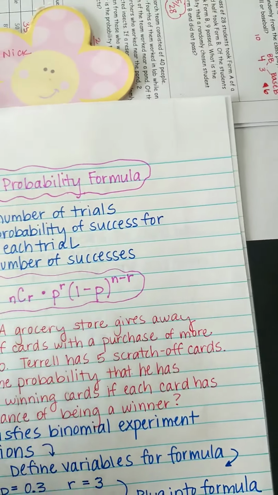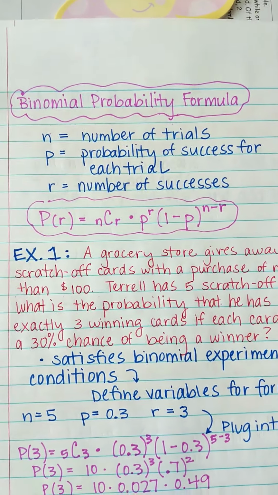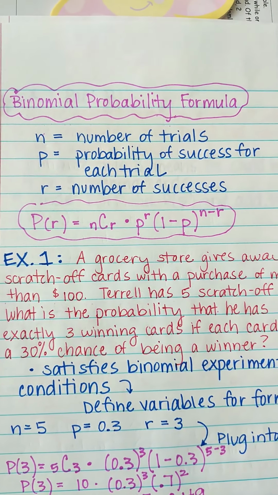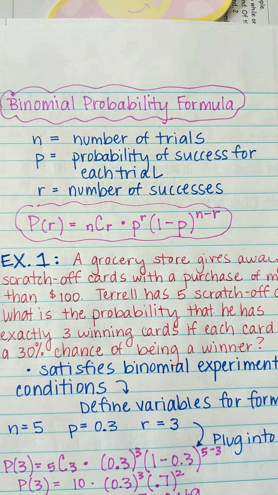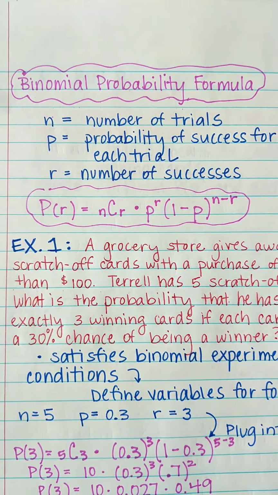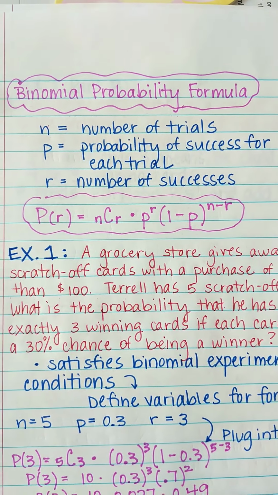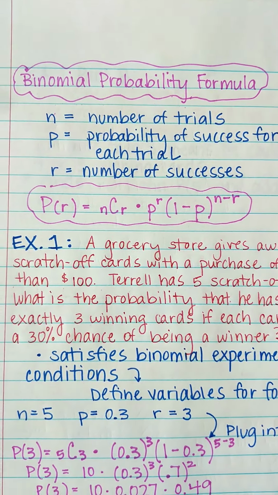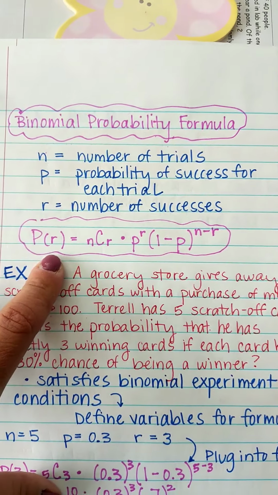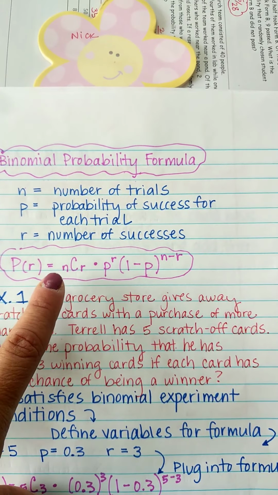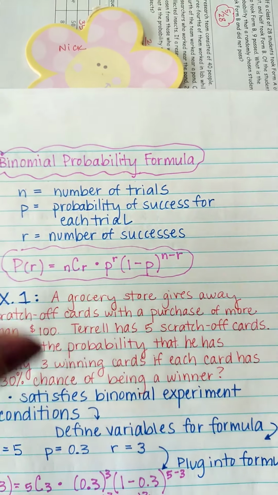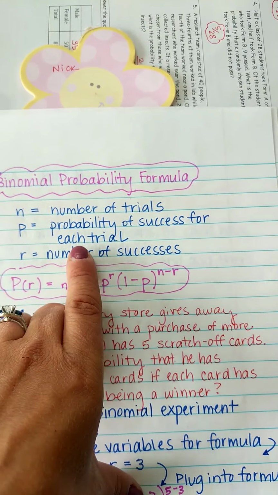All right, so if it is a binomial distribution, we use what we call the binomial probability formula. There are only 3 things you need to know to plug into that. The first thing is n, which is the number of trials. p is the probability of success for each trial, and then r is the number of successes. And then you'll see, here's our formula. The probability of some number of successes is equal to the number of trials with the combination, and this p is this p.